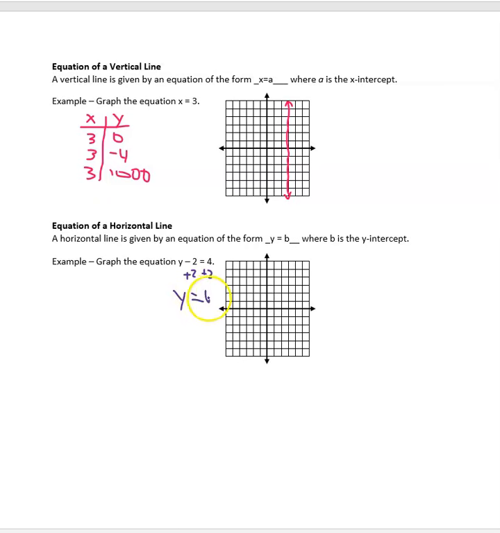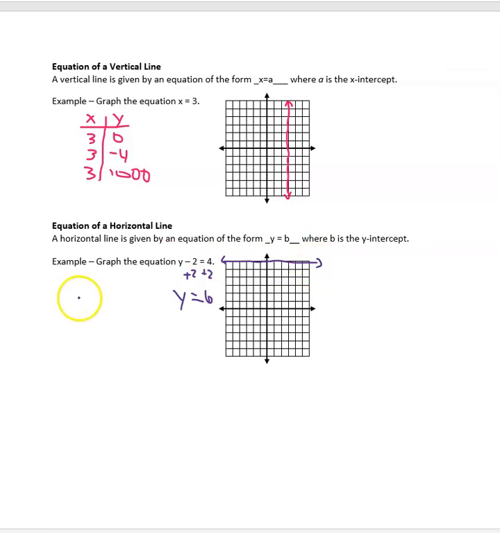The fact that it's y equals 6 tells me it's horizontal, and it's going to be a horizontal line at y equals 6. So I count up to where y is equal to 6. So 1, 2, 3, 4, 5, 6. And I graph a horizontal line at y equals 6.